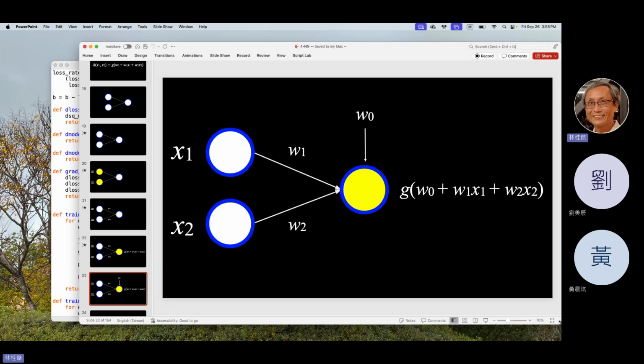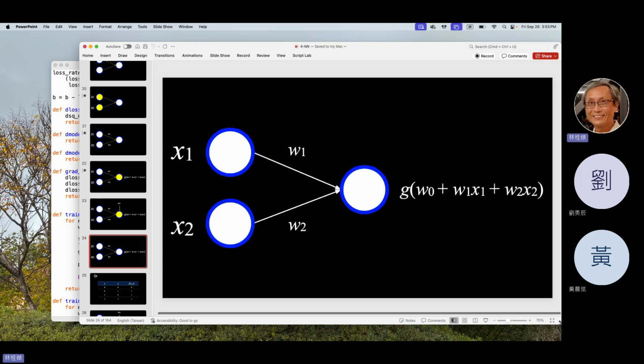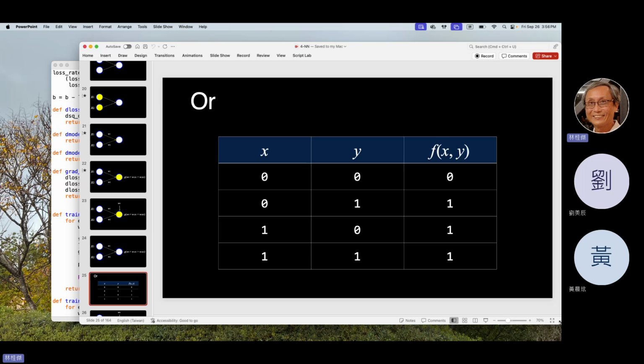So once we build our neural network in this way, our system can then try to find W1, W2, and W0 here. And even though it looks very simple to say I have X1 and X2, and somehow they are combined together using W1 and W2, it actually is very powerful. So for example, suppose that we want to build a system which actually is an OR function.